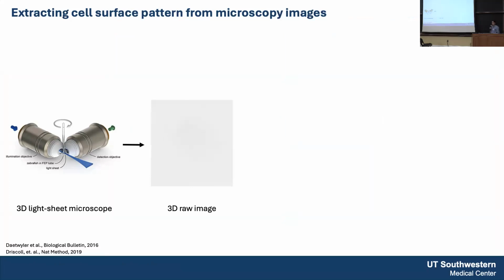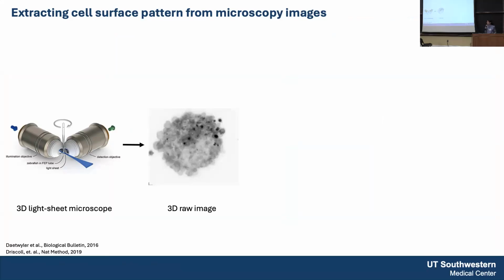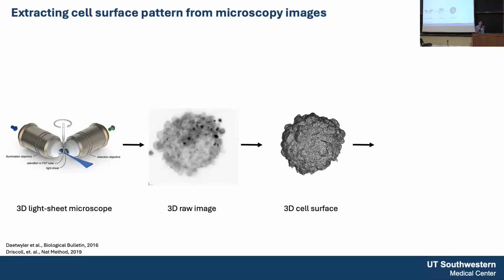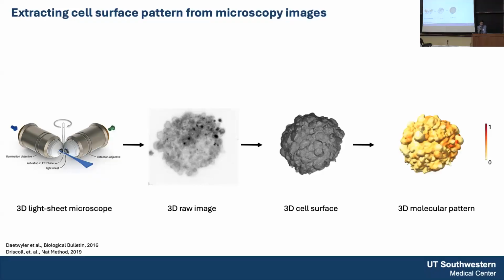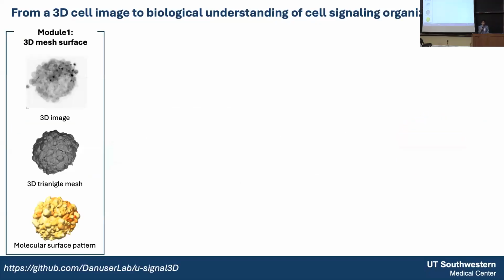We collected data using light sheet microscopy. Here is the NRAS localization in melanoma cancer cells. We have tools to segment our cells and create a triangle mesh for further analysis, and we can map the fluorescence signal from the raw image onto this triangle mesh. This is the first module of our framework.